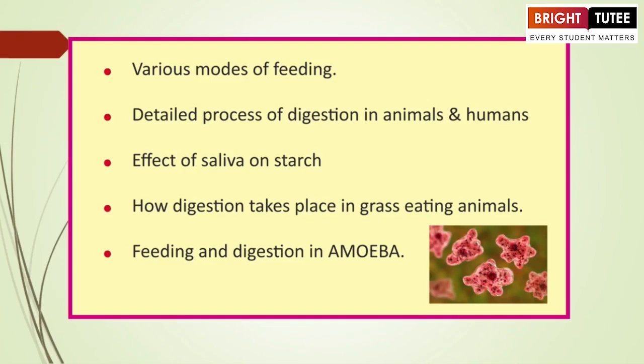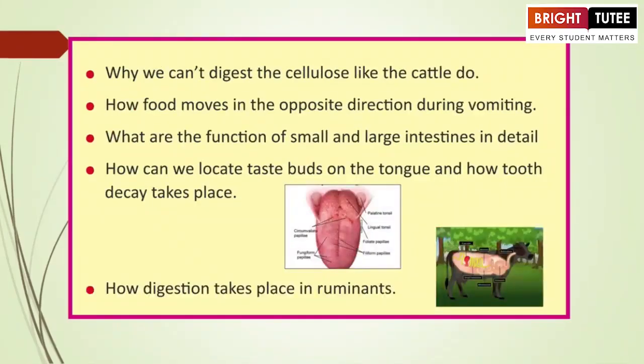And by the end of this chapter, you will gain the knowledge about why we cannot digest the cellulose like the cattle do. You will also understand how food moves in the opposite direction during vomiting, what the functions of the small and large intestine are in detail, how we can locate taste buds on the tongue and how tooth decay takes place. Also, how digestion takes place in ruminants.